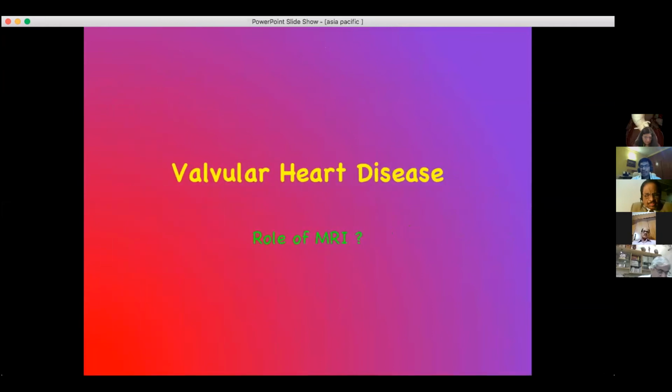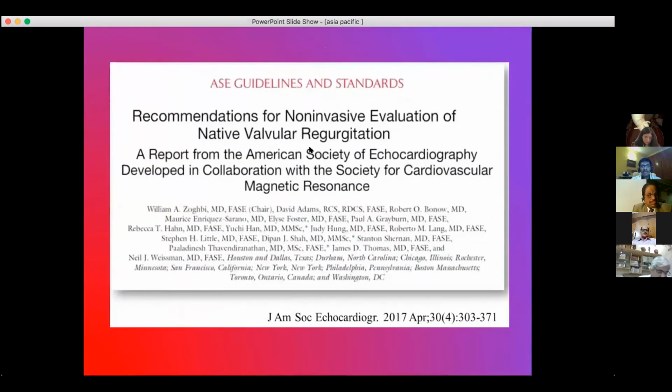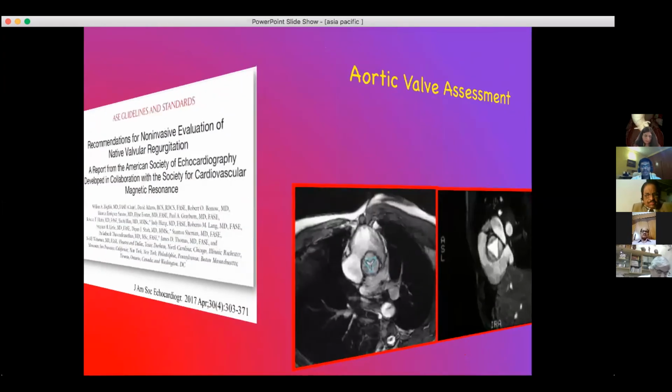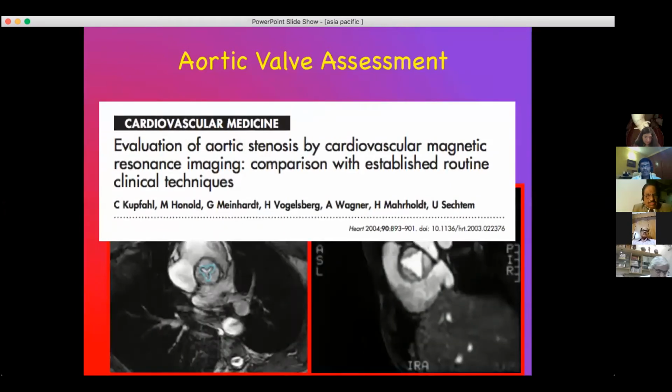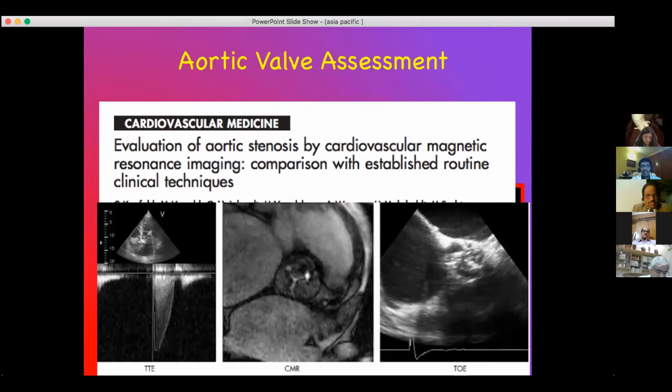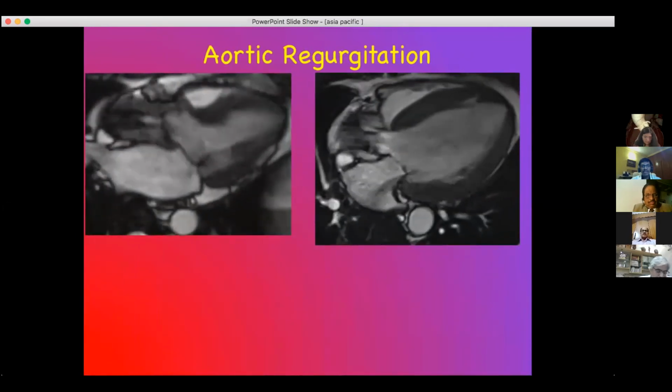Moving on to valvular heart disease, the role of MRI again has, for the first time in 2017, been clubbed with the American Society of Echo, and both the societies together gave these guidelines. A very important function in aortic valve disease, where you can do a very good planimetry, and especially in diseased, very calcified valves, it's a real boon and really adds on to the information that echo can give.